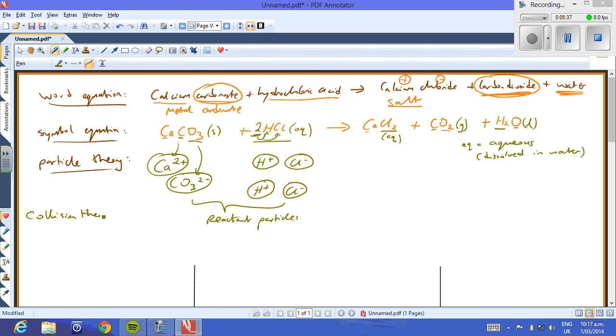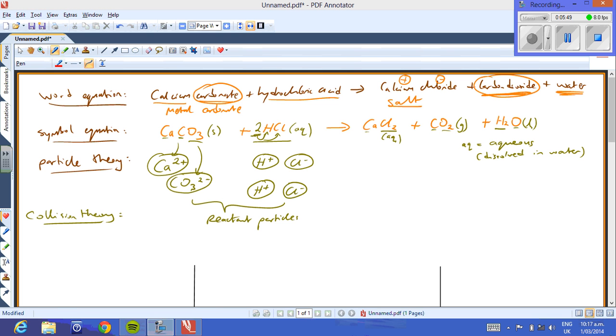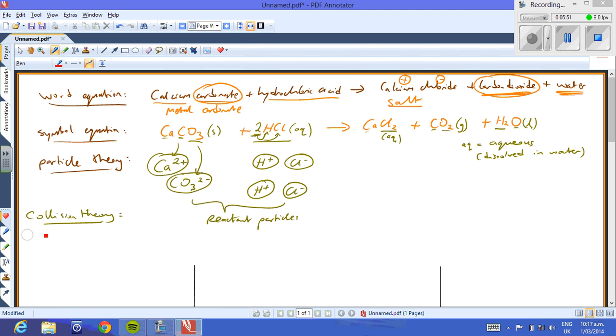So they need to collide together in the correct orientation in order to form products. So I'm just going to put down the key terms that you need to consider when using collision theory to explain these reactions. So collision theory key terms, we should be talking about reactant particles colliding, specifically reactant particles. You should be talking about particles colliding with the correct orientation.